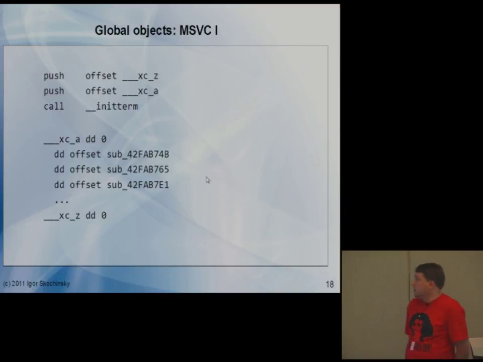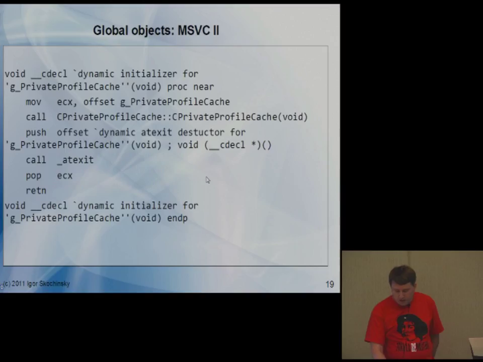So here is how it looks usually in Visual C. In the startup code, you have an init term function which takes two pointers, the beginning and the end of the table, and it walks through this table and calls each function. And functions usually look like this. It doesn't look very good because of wrapping, but I hope you can read it.